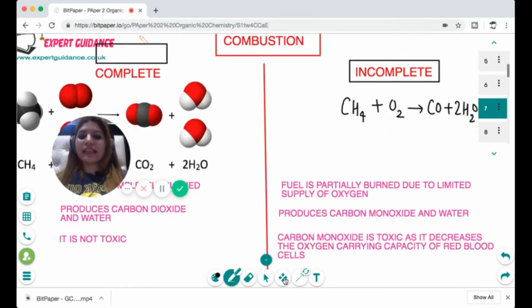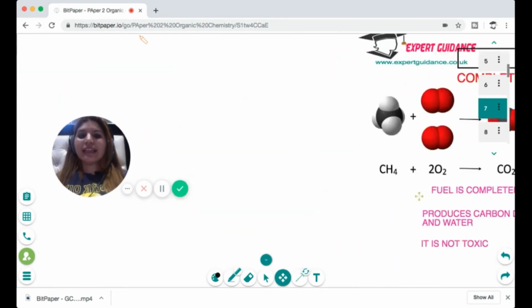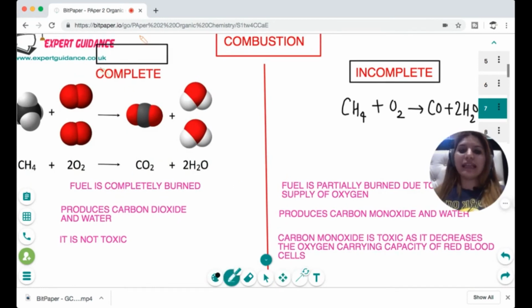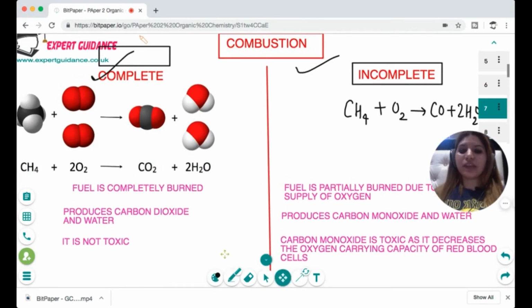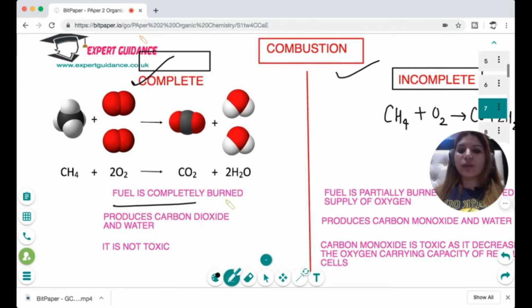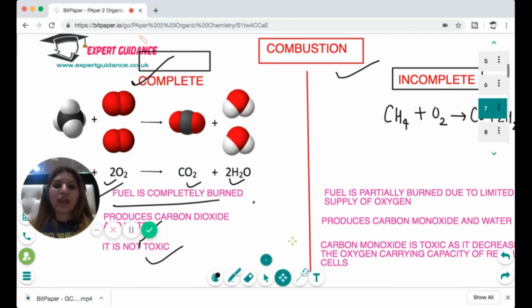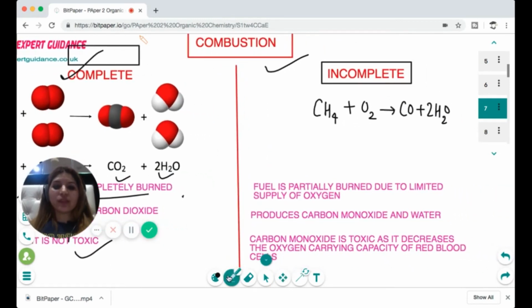Now, next is reactions of alkanes. Alkanes show only 2 types of combustion, complete and incomplete. What is complete combustion? Combustion is when the fuel is completely burned. So hydrocarbon plus oxygen gives carbon dioxide and water, and it is not toxic as it does not produce any harmful gases. On the other hand, incomplete combustion is when the fuel is partially burned due to a limited supply of oxygen. So the hydrocarbon burns to give carbon monoxide and water.